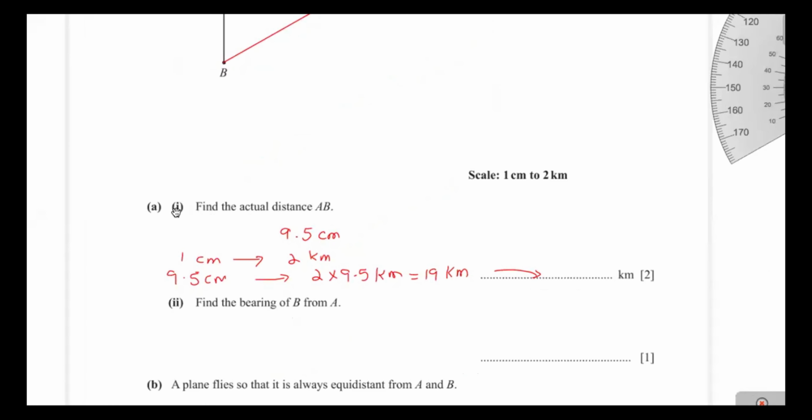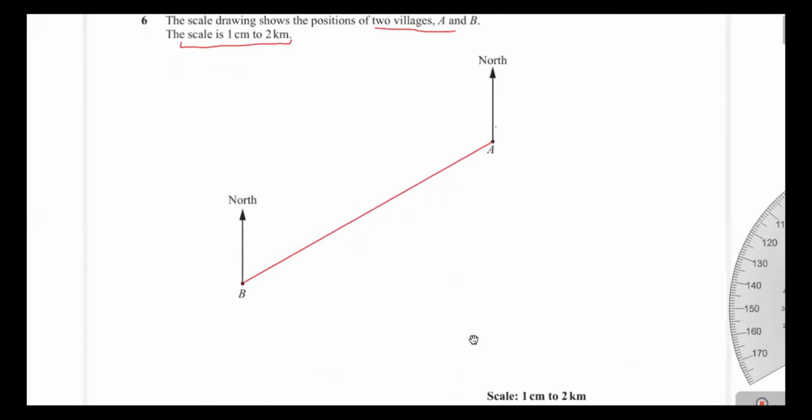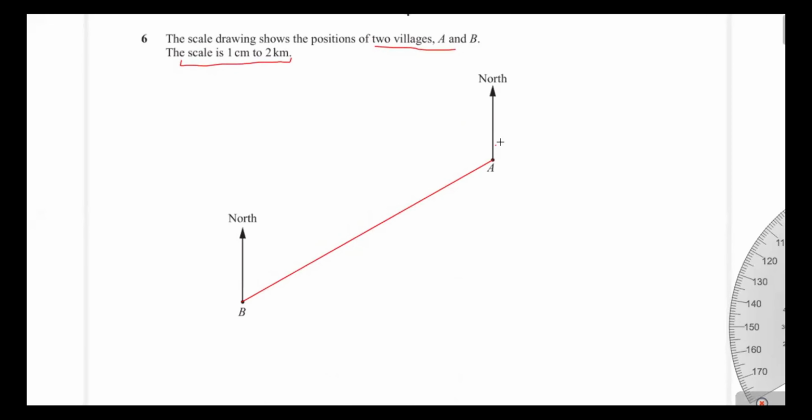Now part B: find the bearing of B from A. Now it is the angle from the north at A towards B in a clockwise direction. Now this angle will be the bearing of B from A. Now we take the angle. You see here the angle at the point is 360. If we find this angle and subtract it from 360, that angle will be the bearing of A from B.